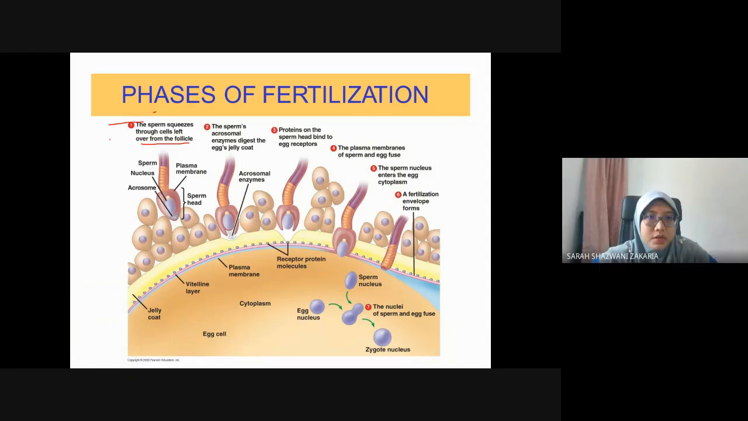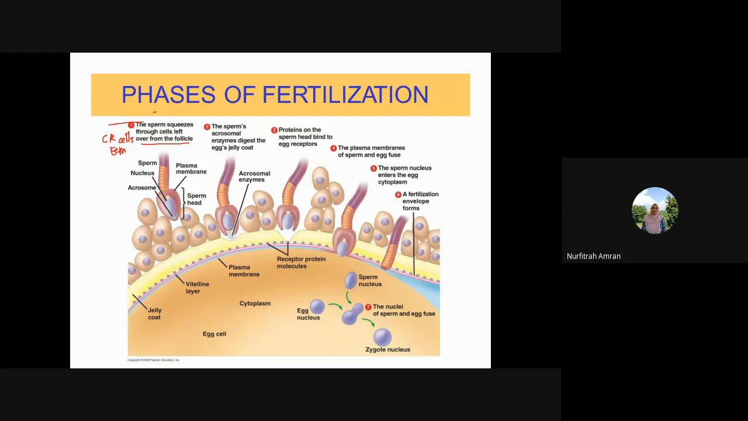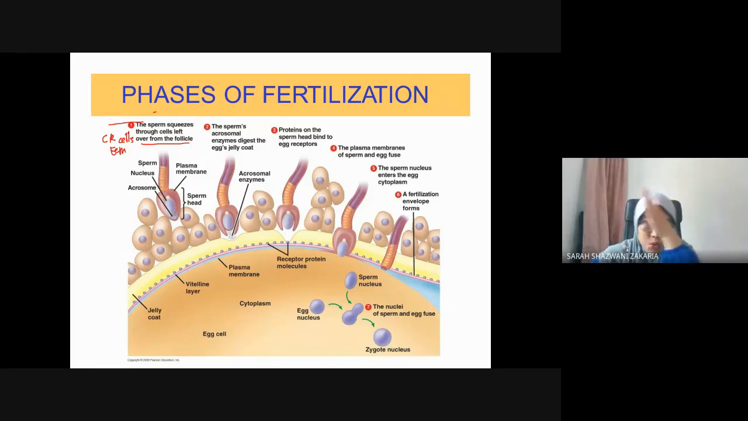So the cells over here are corona radiata cells. The ECM, extracellular matrix. So this sperm will penetrate, squeezes itself towards those corona radiata cells. Okay. So some sperm will die, and then the next sperm behind it will continue the penetration.